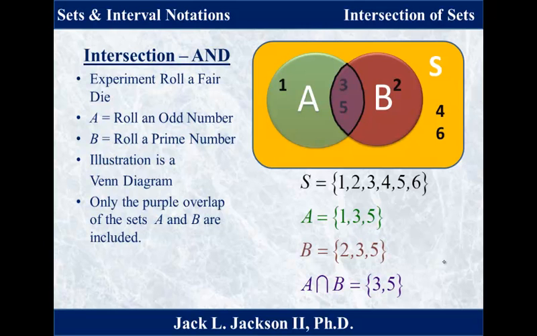And then what's A intersect B? It's the overlap. If you shade A and shade B, then the double shaded area would be the overlap or the intersection. So what's left when we're done is the purple area there that contains both 3 and 5. It's the overlap of the two.